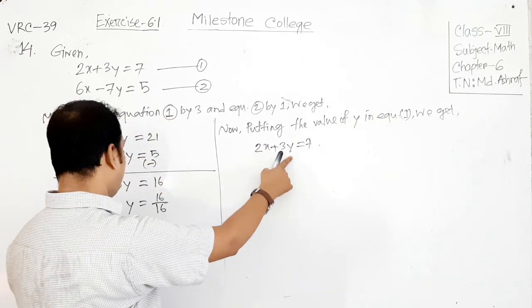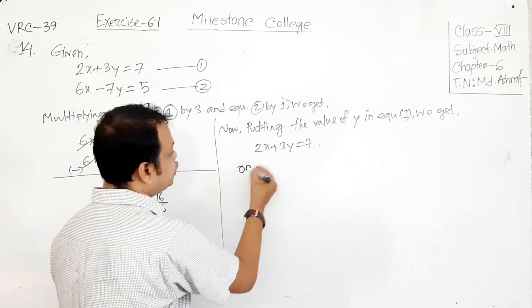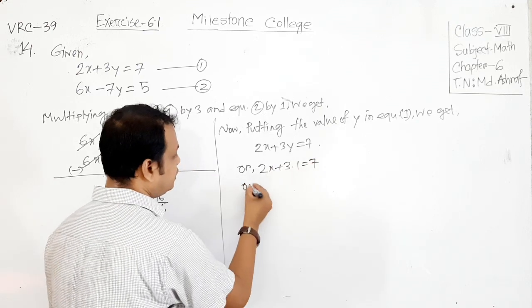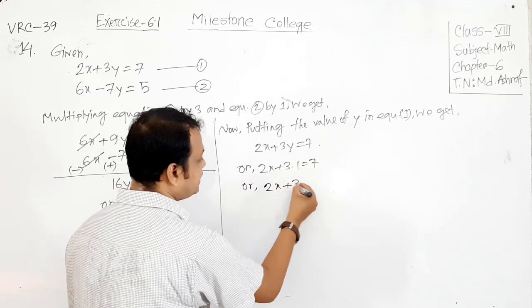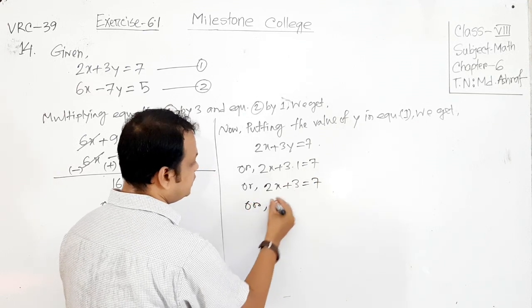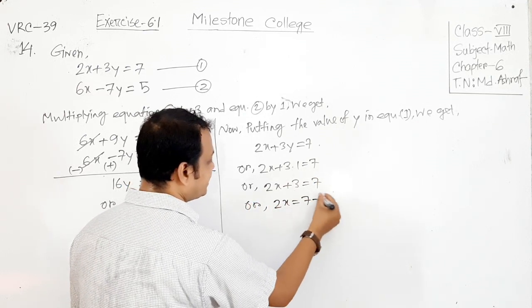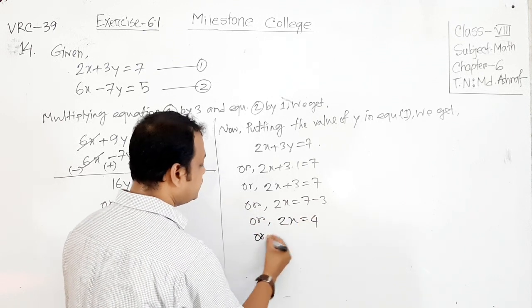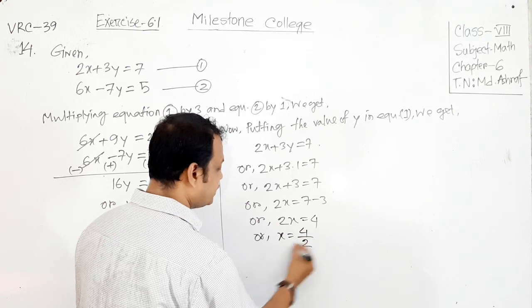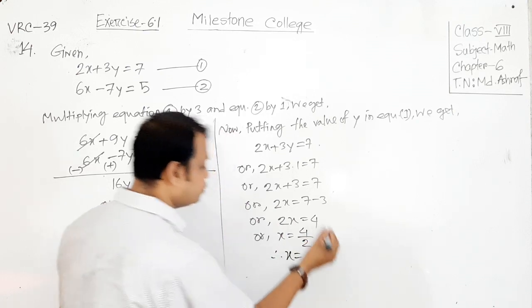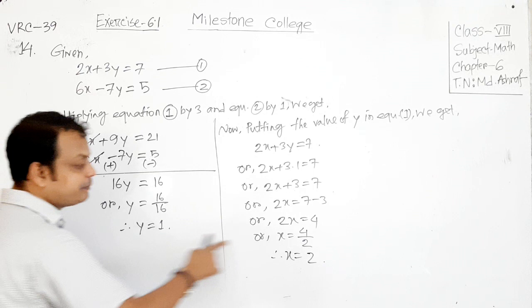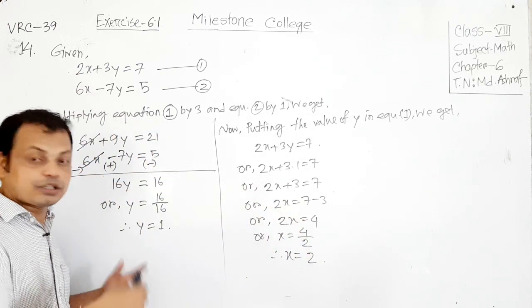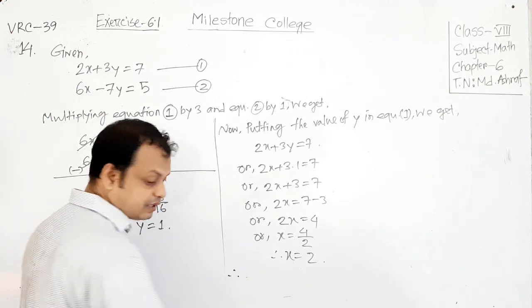Now instead of y we will put 1, okay, so 2x plus 3 into 1 equals 7, or 2x plus 3 equals 7, or 2x equals 7 minus 3, or 2x equals 4, or x equals 4 divided by 2, then we will get x equals 2. So we have got the value of the variable y and the value of the variable x. Okay, so that means the equation is solved, and finally we will write the solution.